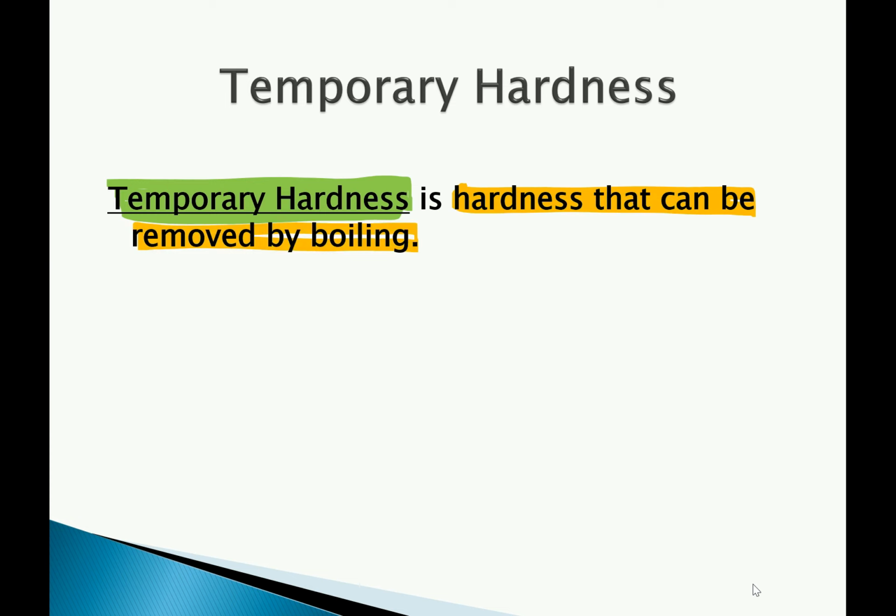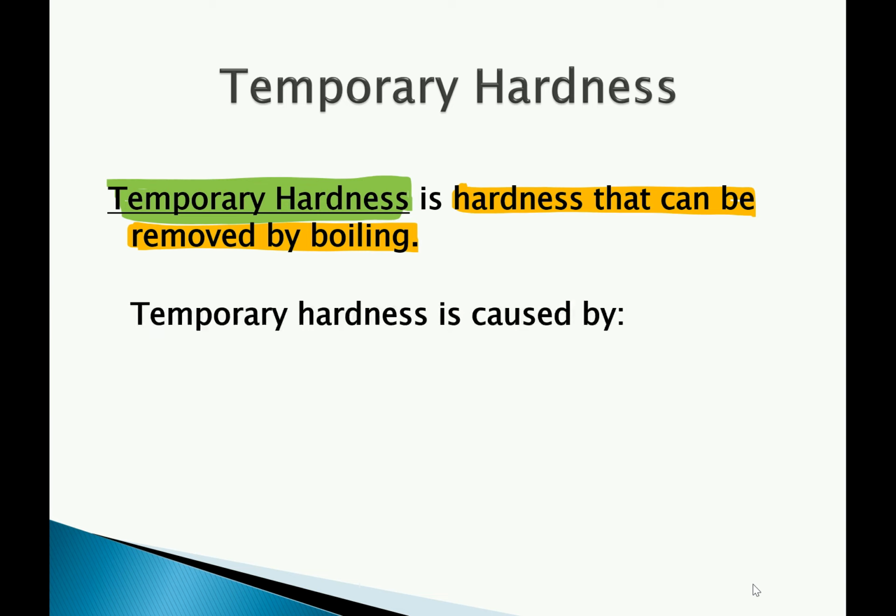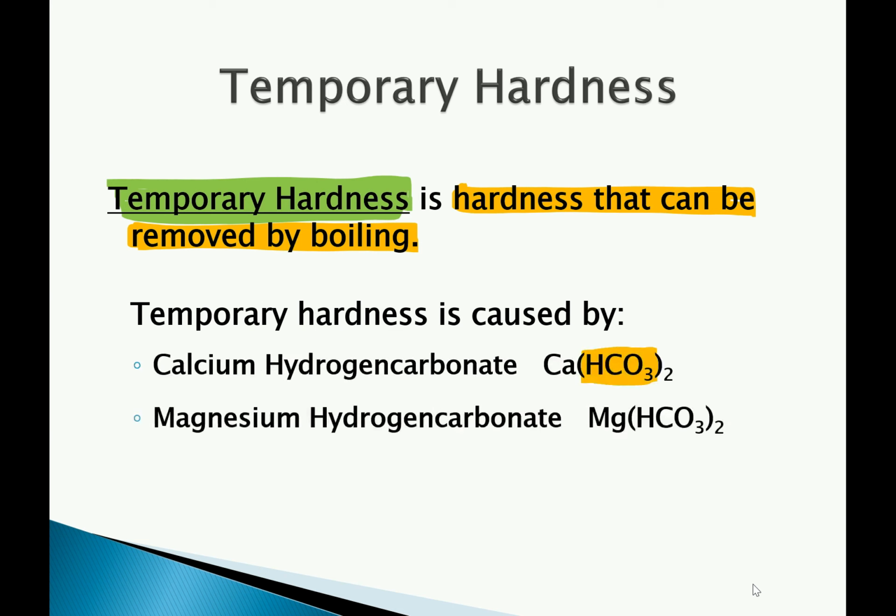And it's caused by 2 different chemicals dissolved in the water. Either calcium hydrogen carbonate, that's an ion that we should know from our ion card, or magnesium hydrogen carbonate. So if you see hydrogen carbonate, you know that causes temporary hardness in water. If that was anything else, like a sulfate or anything, it's not temporary hardness, only if it's hydrogen carbonate.